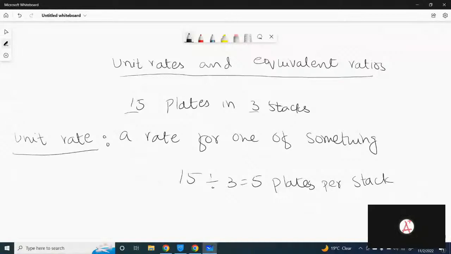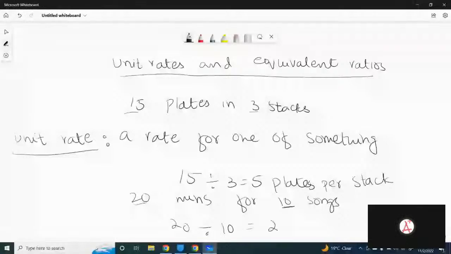Okay, then the next example is 20 minutes for 10 songs. That's the total time for the 10 songs. You have to find it for one. You have to divide 20 minutes by 10. This way you'll get the time: 10 times 2 is 20. So you have 2 minutes per song. Got it? That means you need 2 minutes for a single song. So that would be the definition of the unit rate. Unit rate is a rate for one of something. Got it?